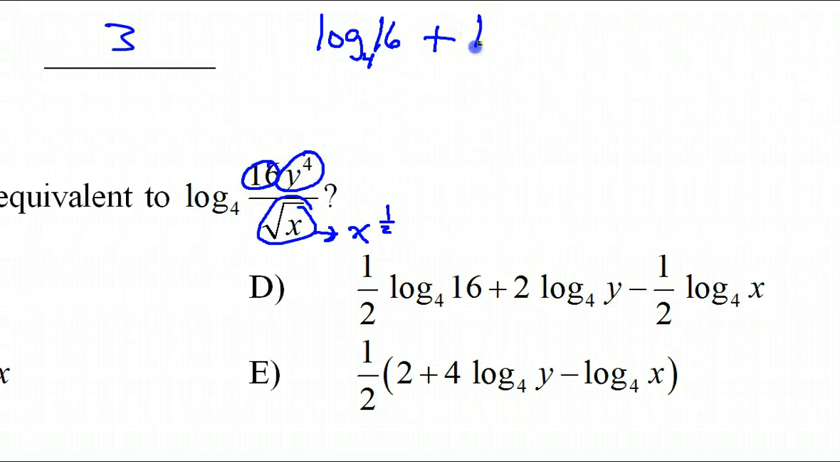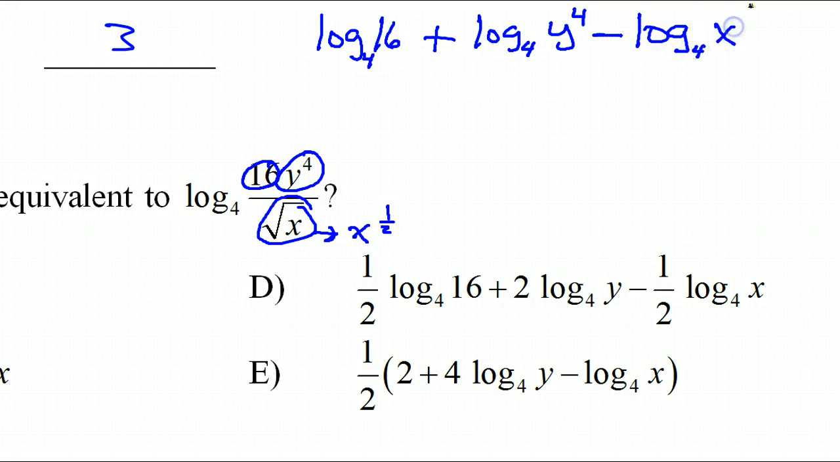So plus log base 4 of y to the 4th power. Now this one in the bottom is going to be minus. Anything that comes from the denominator is going to give you a negative term. So this is going to be minus log base 4 of x to the 1/2 power. Change the square root to the 1/2 power.